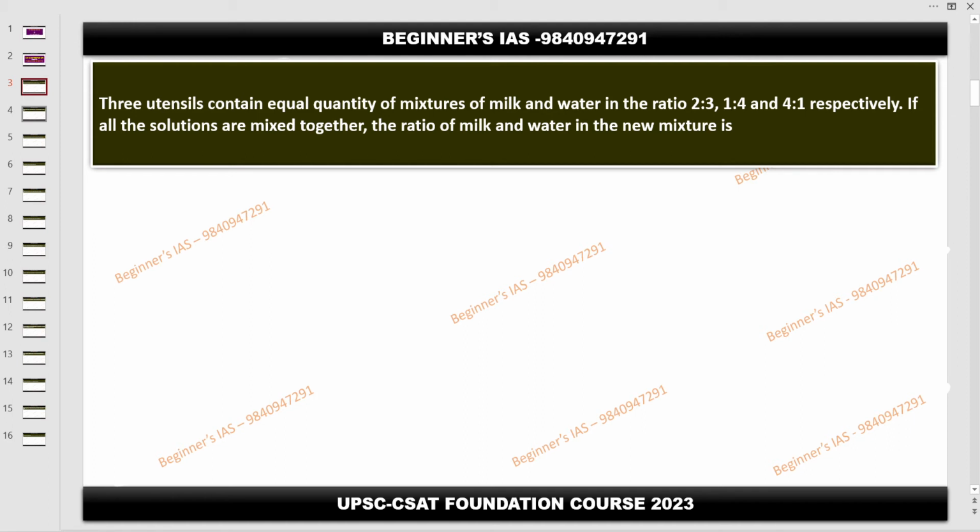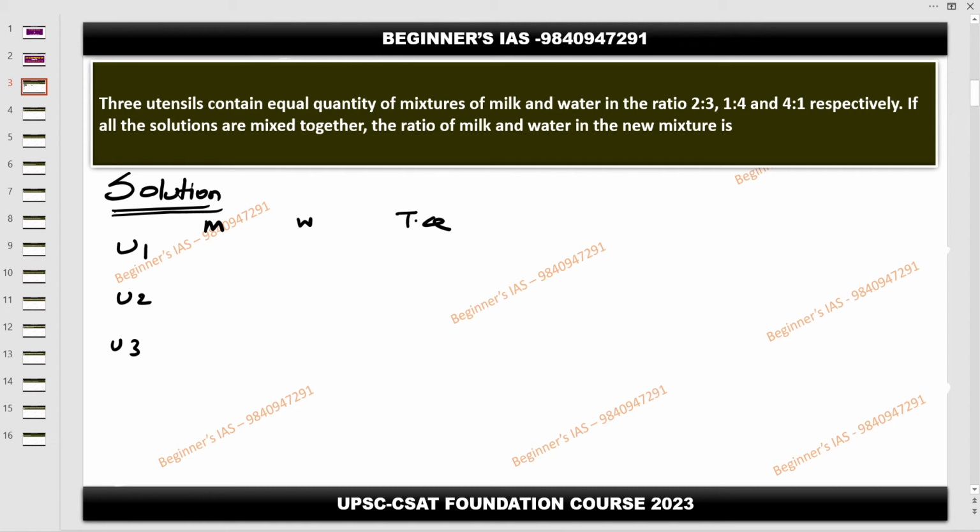The logic behind this problem, as I mentioned in the last class, is that without solving this kind of problem, without using any steps, you can answer within a second. How? Here, this is U1: milk, water, then the total quantity. This is U2, then U3. So there are three utensils.